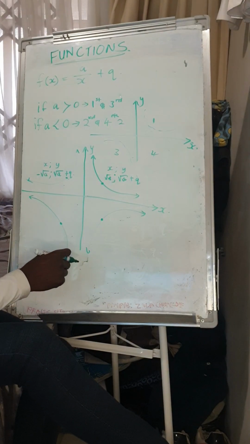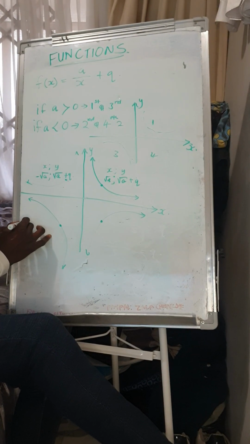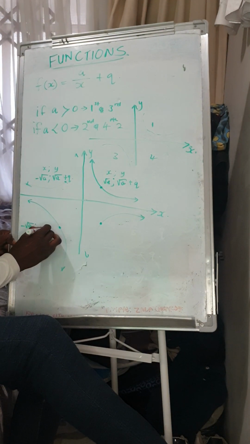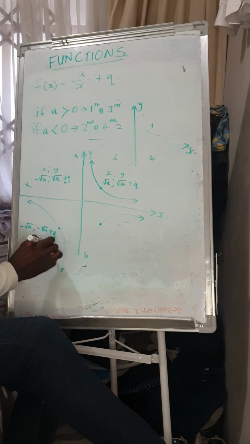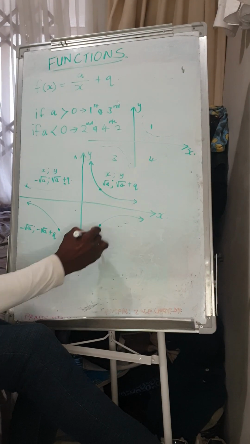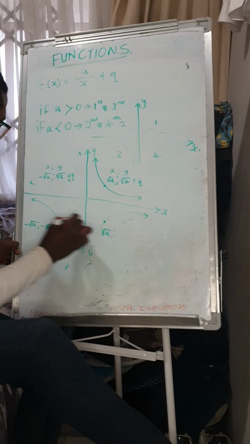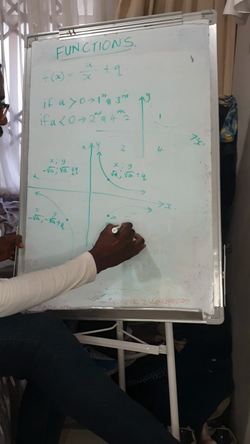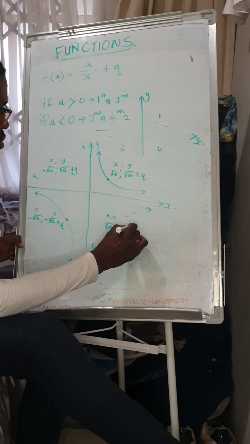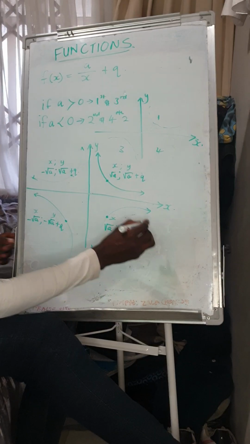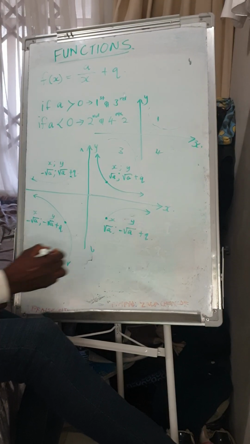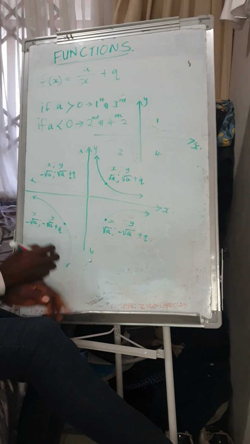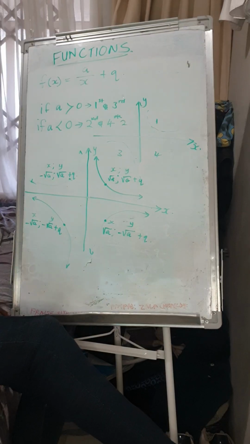Let's go to quadrant 3. Quadrant 3, we are going to have a negative square root of a with a negative square root of a plus q, right? And then on the last quadrant, you are going to have a positive square root of a, this is x, and y is a negative square root of a, then plus q. Right, this is y as well. And somebody may be asking, how do you master all this information, which is what we need to be able to sketch this kind of function, the hyperbola?